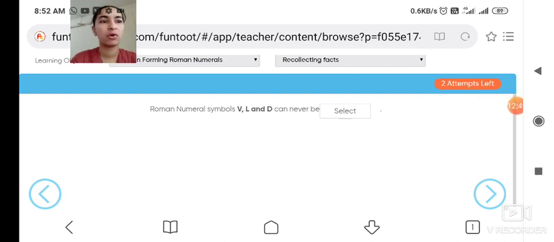So the answer for this will be repeated. Okay, that means we cannot repeat these Roman numerals. Now let's take another example.